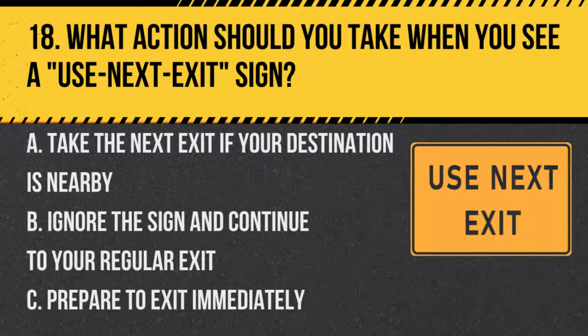Question 18. What action should you take when you see a use next exit sign? A. Take the next exit if your destination is nearby. B. Ignore the sign and continue to your regular exit. C. Prepare to exit immediately. Answer. A. Take the next exit if your destination is nearby. This sign is often used to indicate the last exit before a toll, closure, or other change in road conditions.